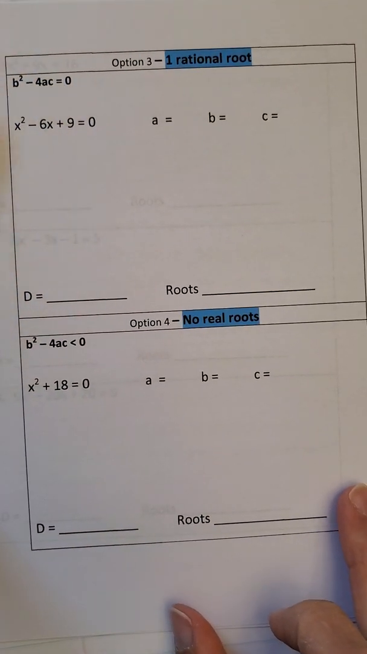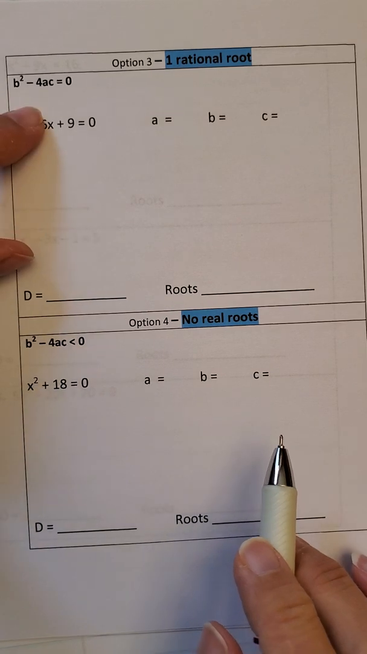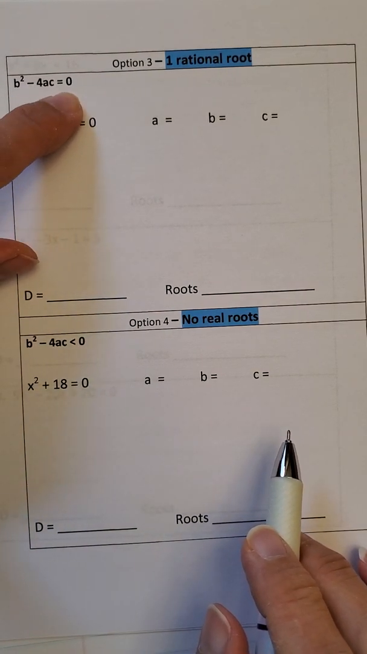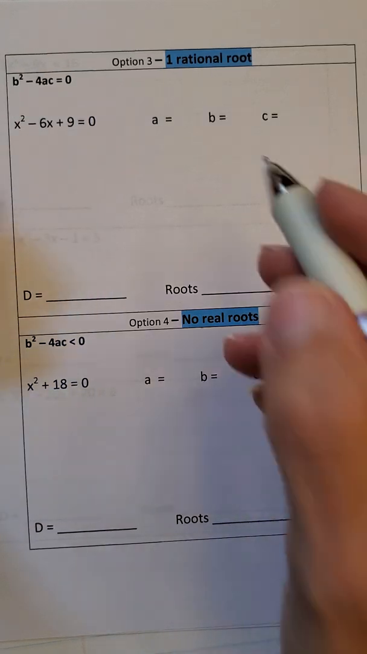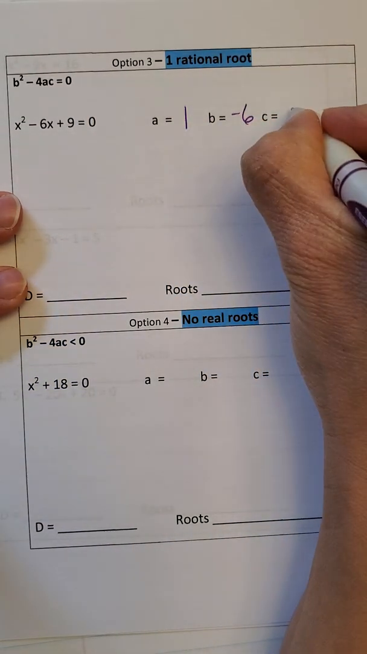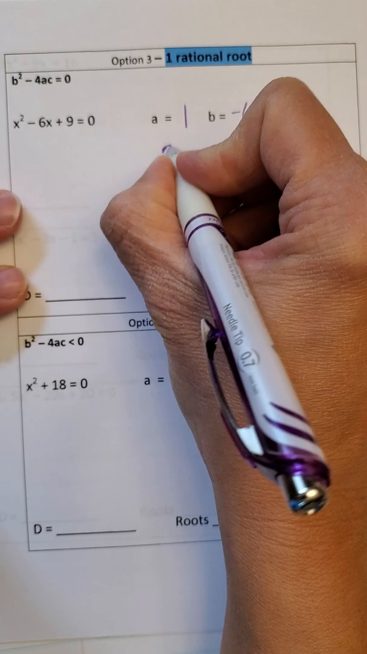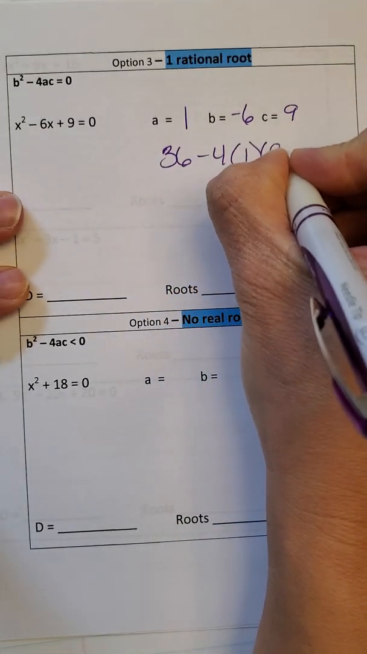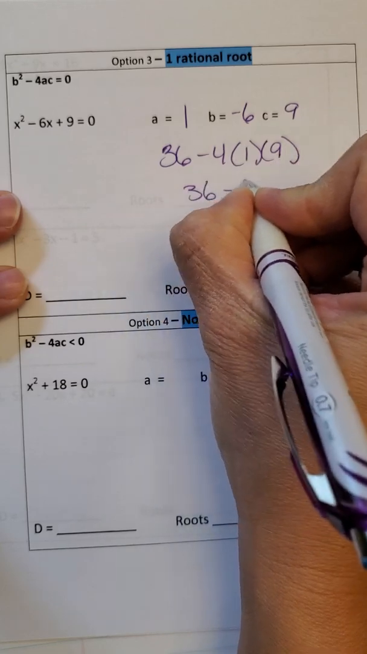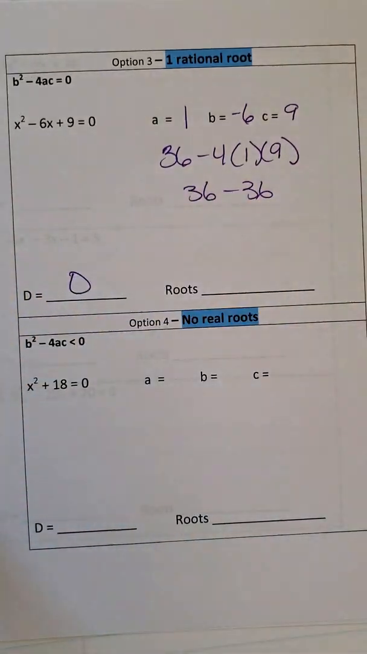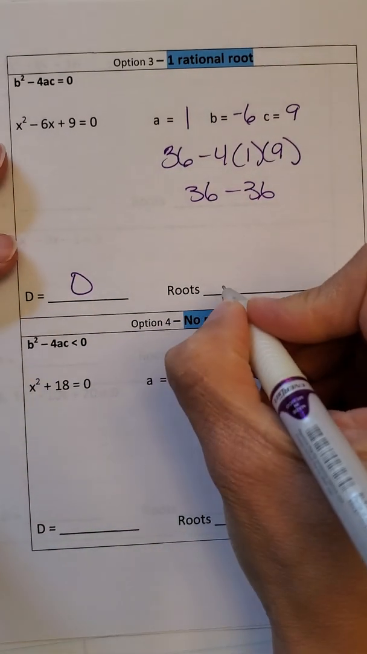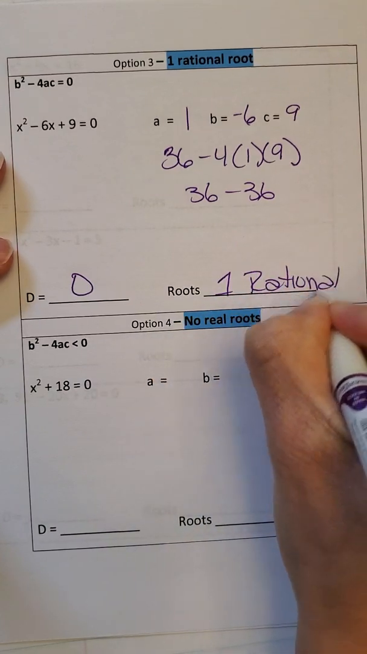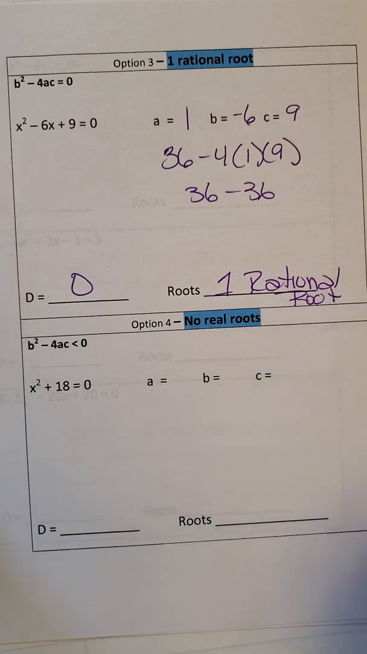Option 3 is 1 rational root. And what happens? D, or the discriminant, or the b squared minus 4ac, is going to be equal to 0. So my a is 1, my b is negative 6, my c is 9. B squared minus 4 times a times c, that's 36 minus 36. D is 0. Well, what does that mean? It tells me I have 1 rational root.